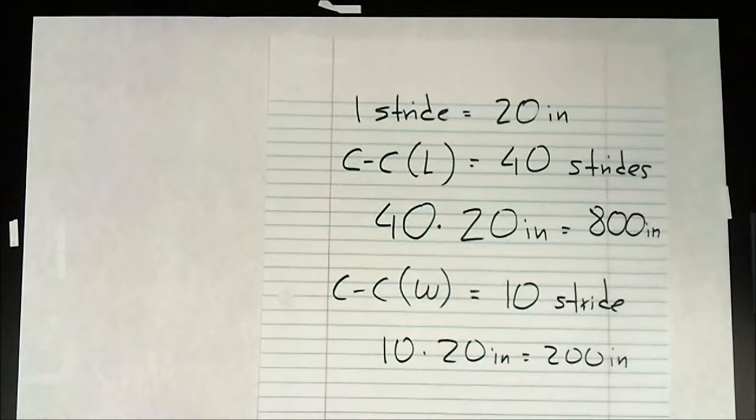Next, the next part is to actually represent those measurements on a map. Now obviously you can't take a ruler and measure out 200 inches on this paper. Well, it's physically impossible. This paper is only what, 14 inches long and something like 8 inches wide. So that's physically impossible. So this is where the scale comes in.